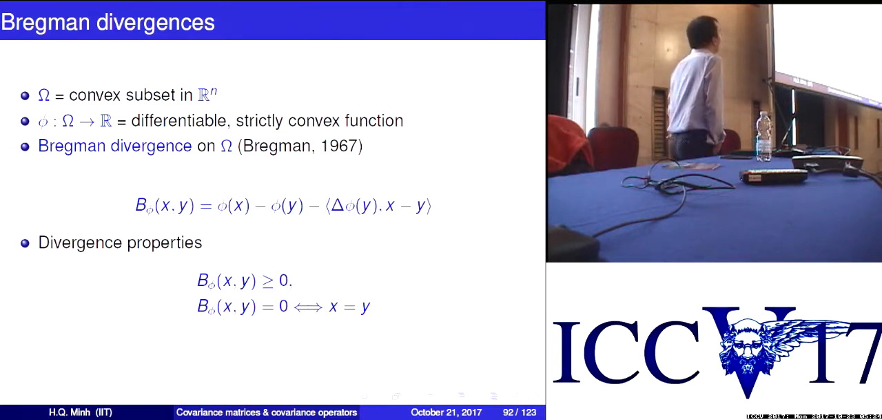So we define B_phi(x, y) equal to phi(x) minus phi(y) minus the gradient of phi at y, inner product with x minus y. I'm sorry, I made a mistake, this will be the gradient. Then it's a divergence in the sense that it's always greater than or equal to zero, and it's equal to zero if and only if x is equal to y.